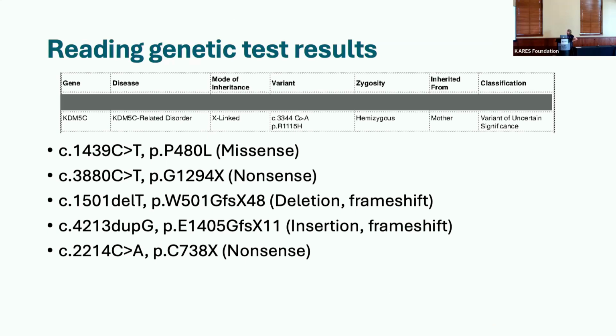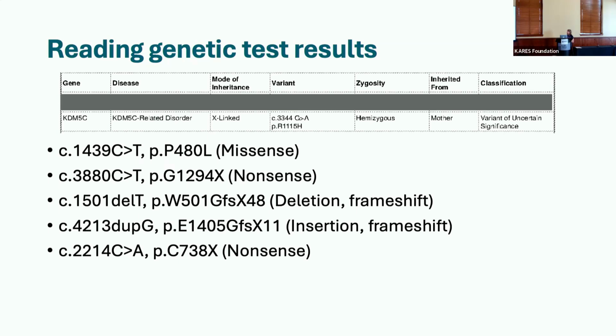So we have the gene KDM5C, the disease KDM5C related disorder. We have the mode of inheritance. So again, it's on the X chromosome. This is the specific change. So C means the cDNA, or that's the DNA sequence, and it's telling us the specific position of the DNA. So 3344, it's telling us that a G base pair was changed to an A. And then it tells us the protein sequence. So the P means the protein.